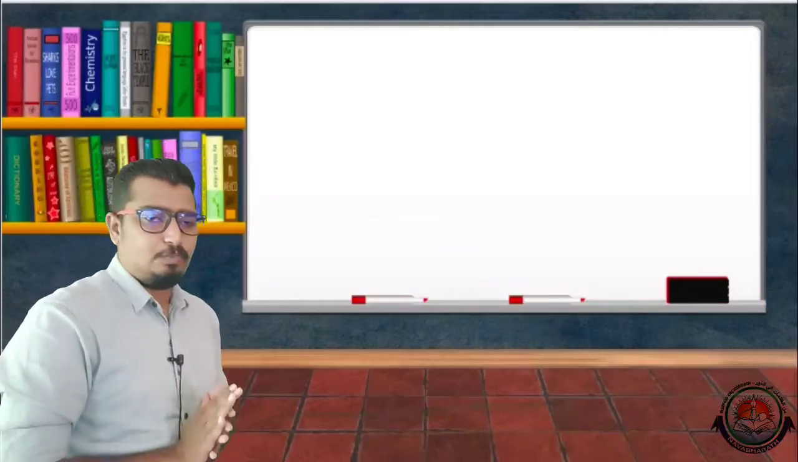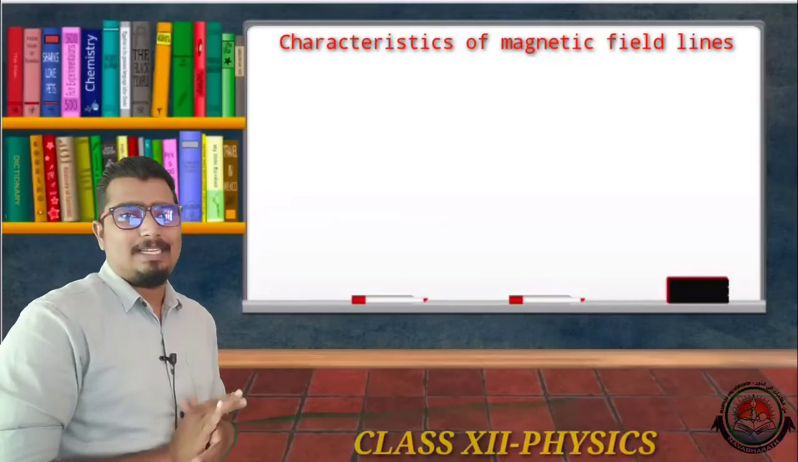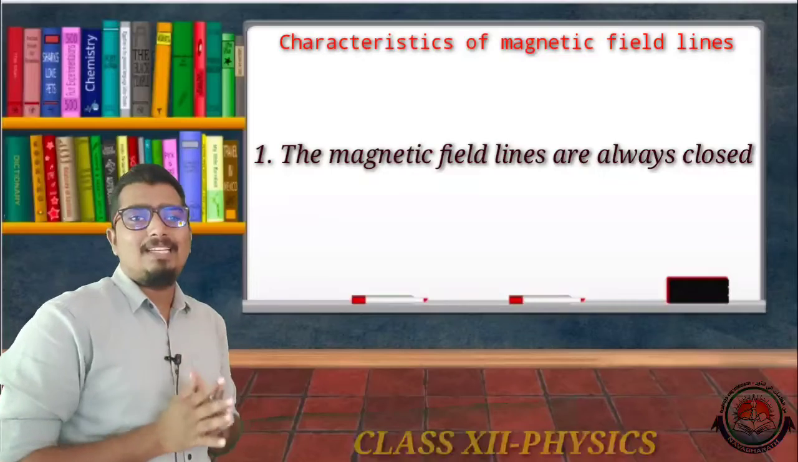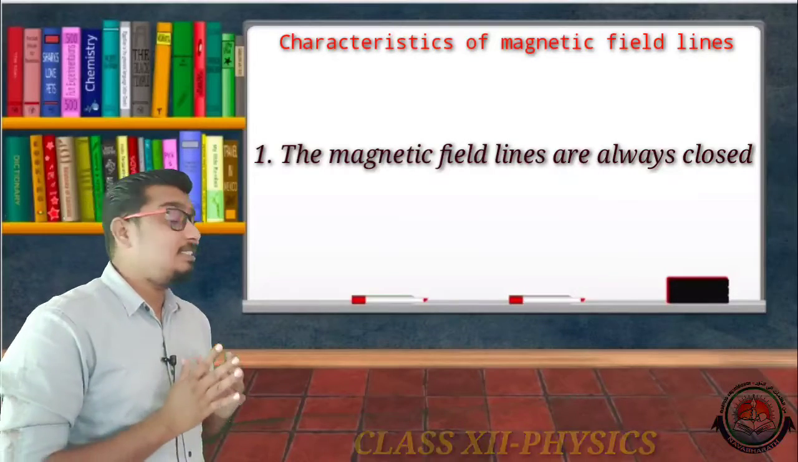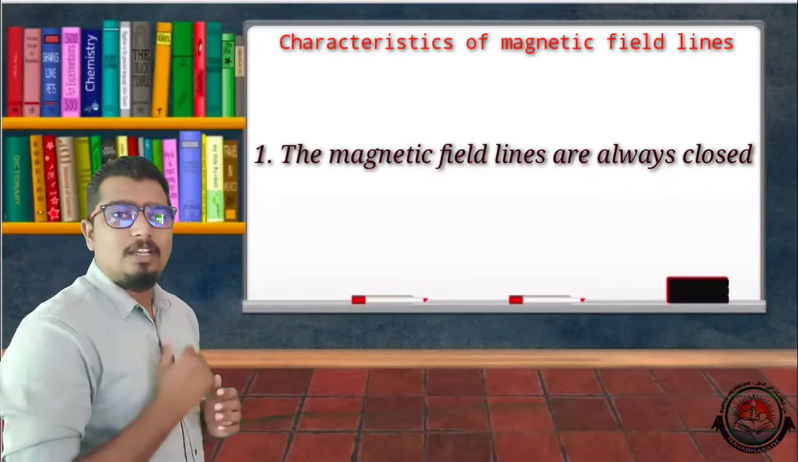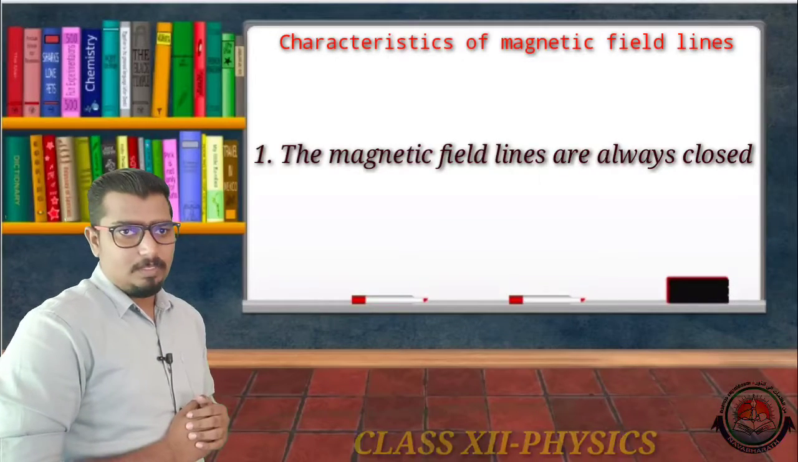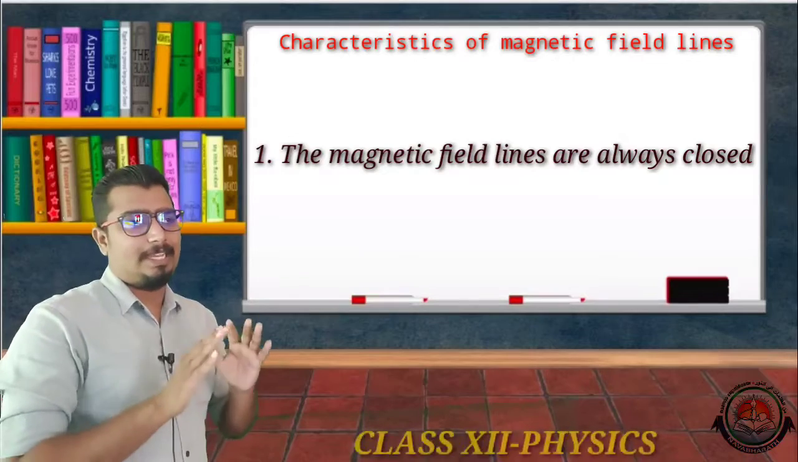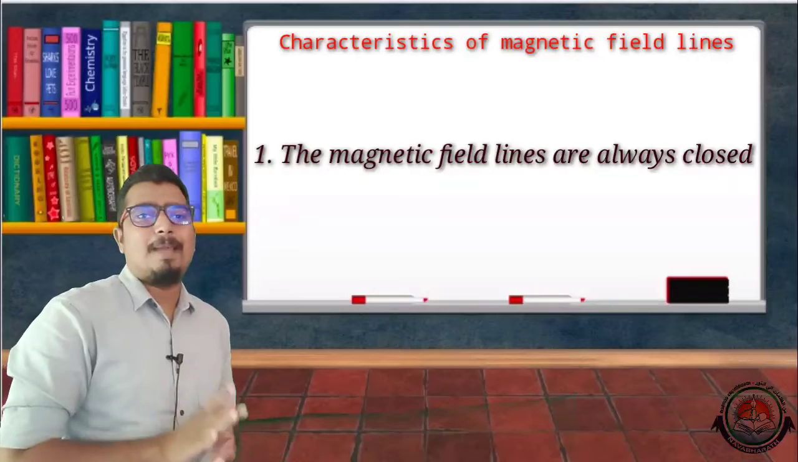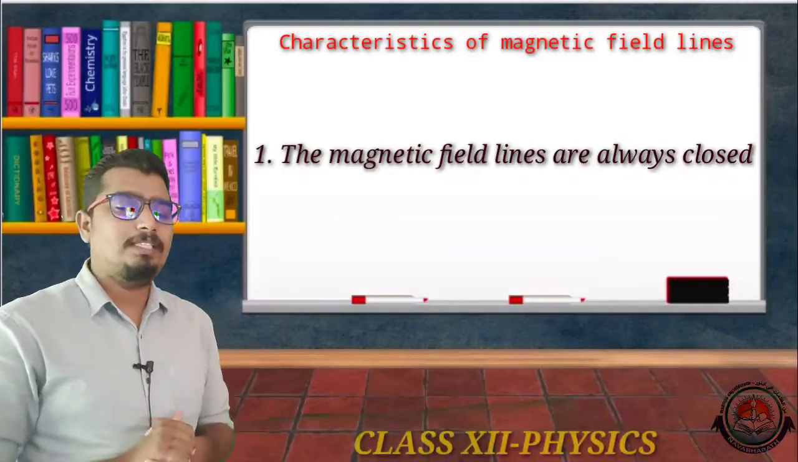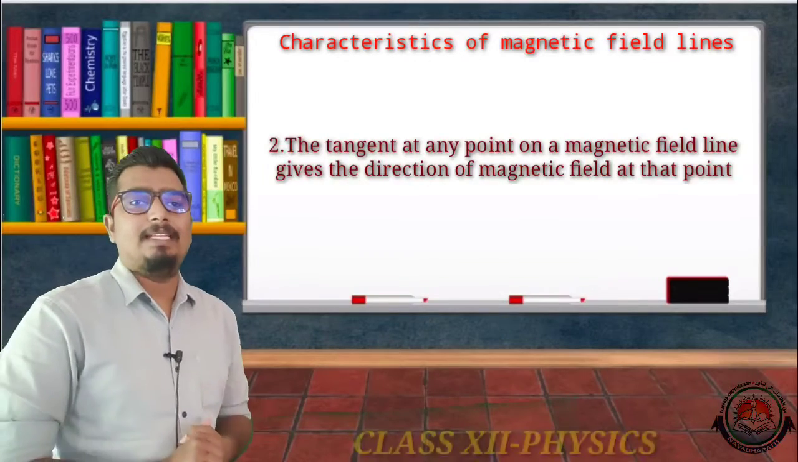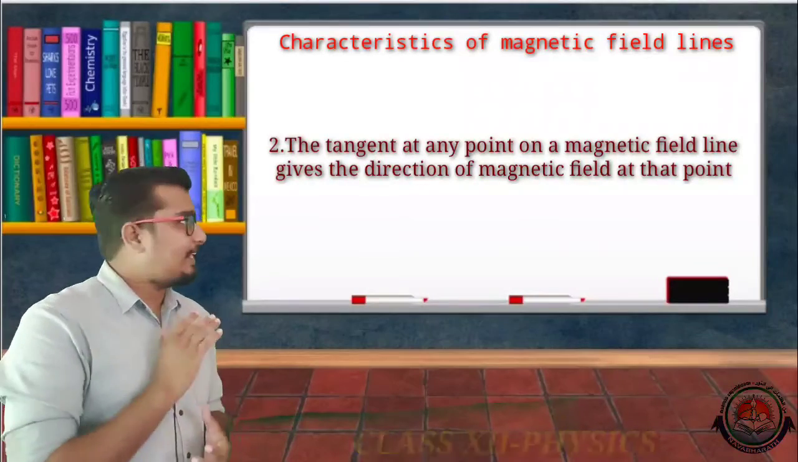The first characteristic of magnetic field lines is that the magnetic field lines are always closed, like a closed loop. And the second property, the tangent.